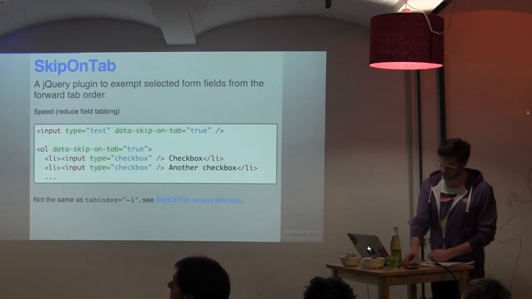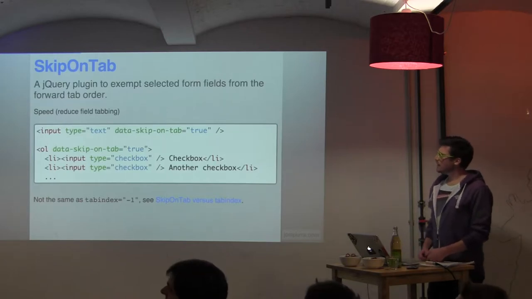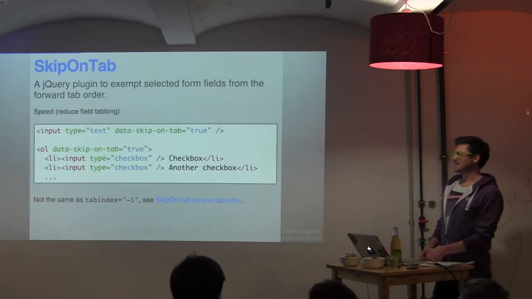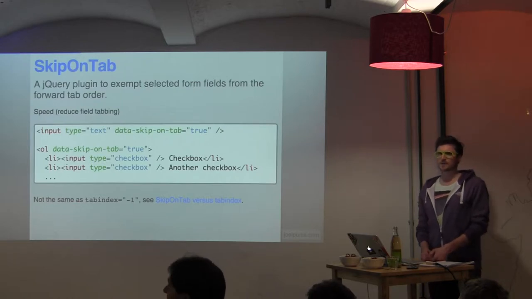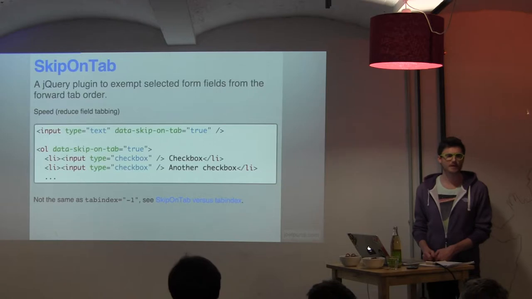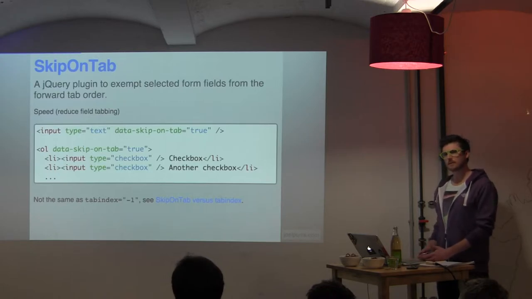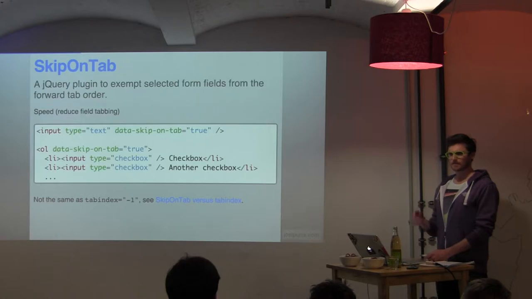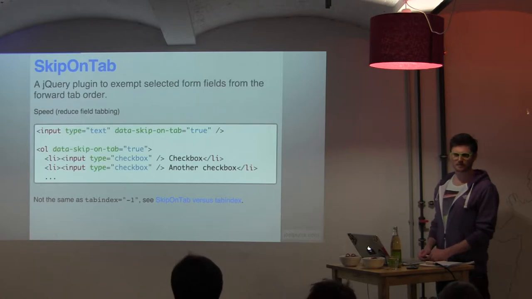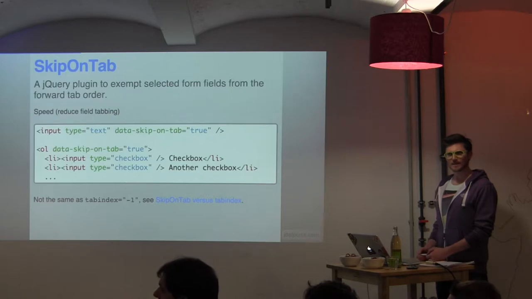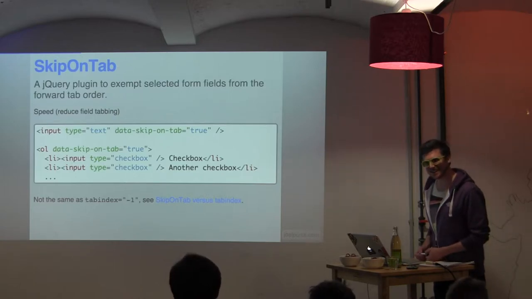First tool built with this is skip-on-tab, which is not the same as tabindex equals minus one, which I'm pretty sure you guys have used at some point. Do you recognize that? Do you actively use tabindex equals minus one currently? Anyone? Anyone uses tab indexes at all? Are they useful? It's the legacy implementation that would be changed.